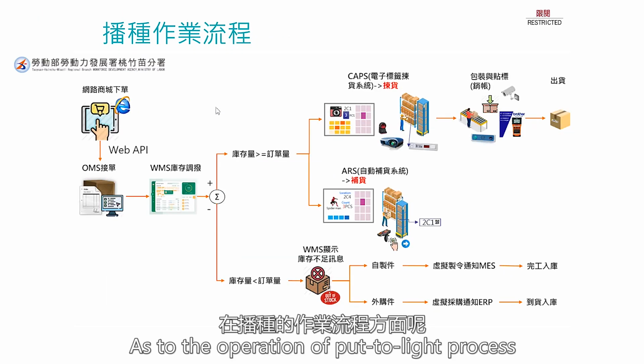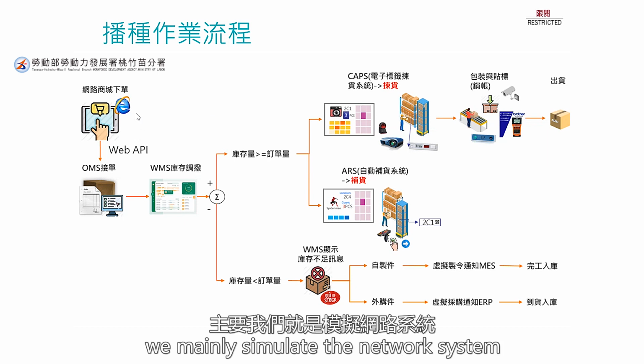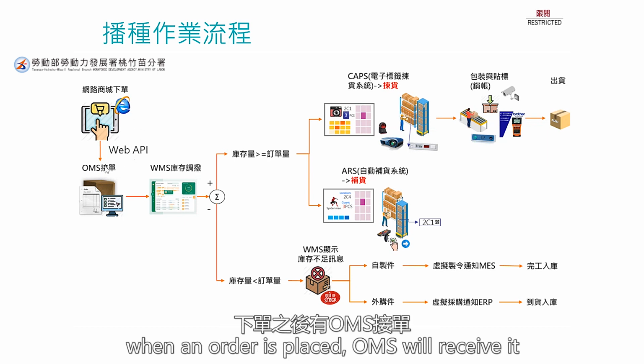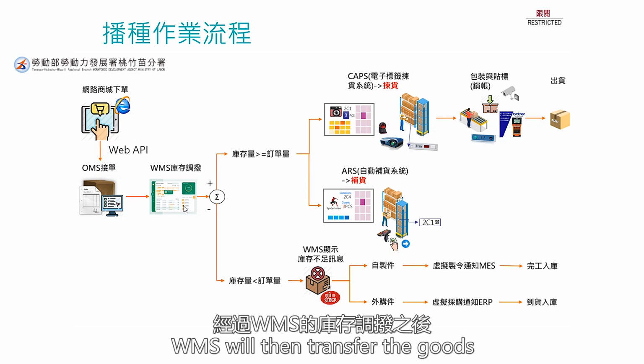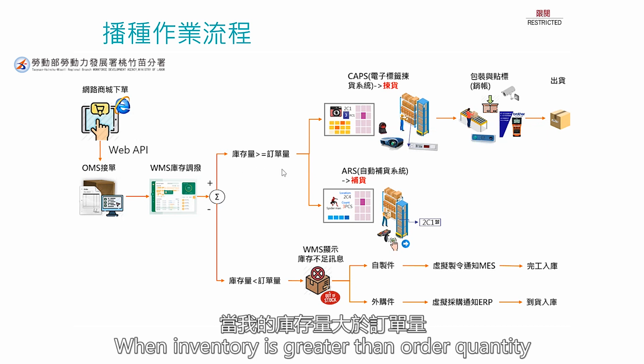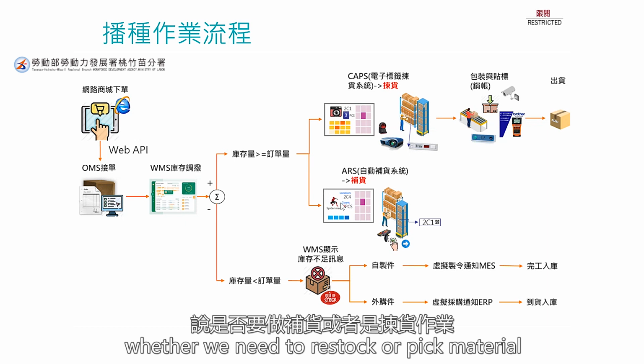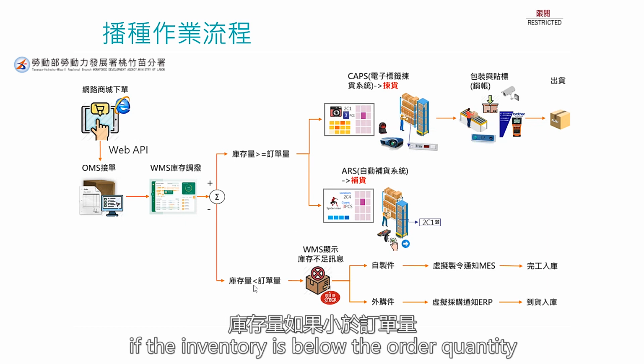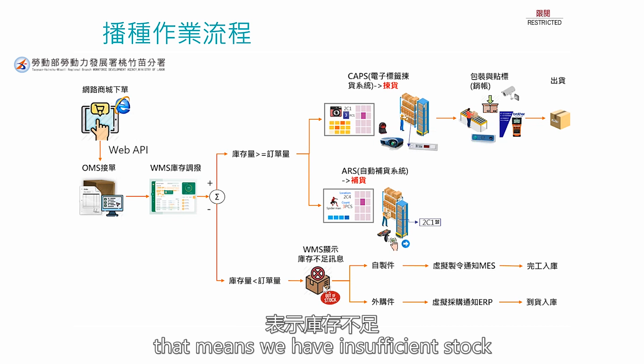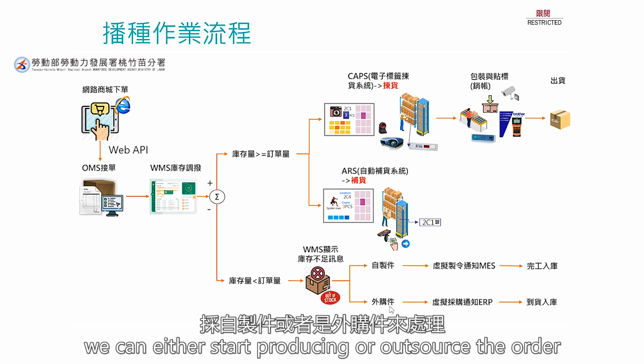As to the operation of the put-to-light process, we mainly simulate the network system. When an order is placed, OMS will receive it, and WMS will then transfer the goods. When my inventory is greater than the order quantity, the system will confirm automatically whether we need to restock or pick material. If the inventory is below the order quantity, that means we have insufficient stock. We can either start producing or outsource the order.